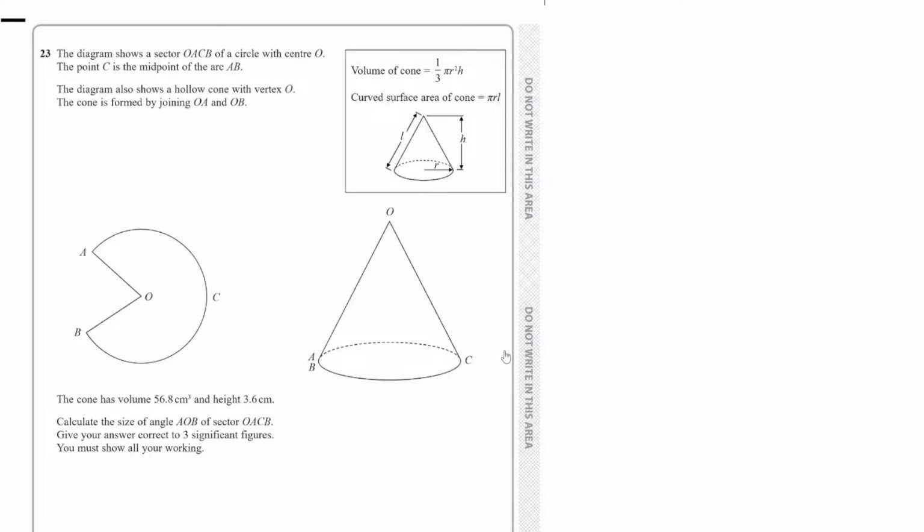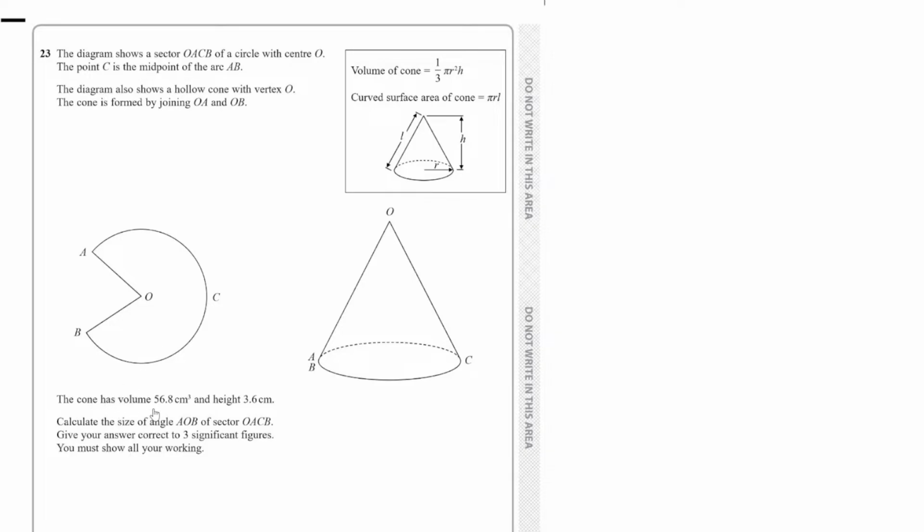We've got question 23. The diagram shows a sector OACB of a circle with centre O. The point C is the midpoint of the arc AB, as you can see on this first diagram here. The diagram also shows a hollow cone with vertex O. The cone is formed by joining OA and OB. So it's exactly the same. Imagine you had this piece of paper here. They've taken the same piece of paper. I know it doesn't look like it's to scale, but they've glued the 2 radius edges together, and it's created a cone. So that's why they've labeled it A, B, C, and A, and O. It's the same kind of piece of paper, if you imagine it that way.